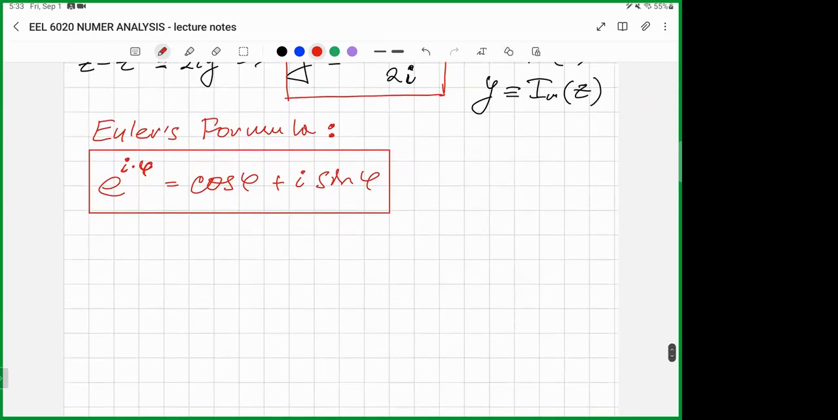Yeah, it's a very important formula for what follows. For example, what would we get if phi is equal to 0? In this case, cosine 0 is equal to 1. Sine 0 gives us 0. So e to the power of 0 equals 1. Nothing interesting. What would we get if phi is equal to pi over 2?